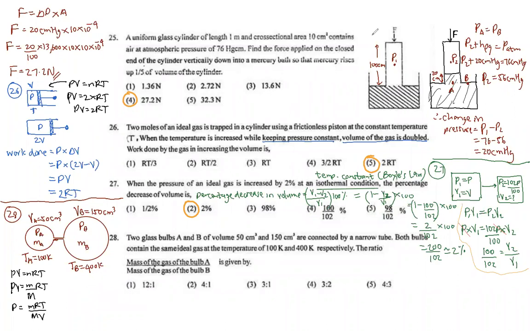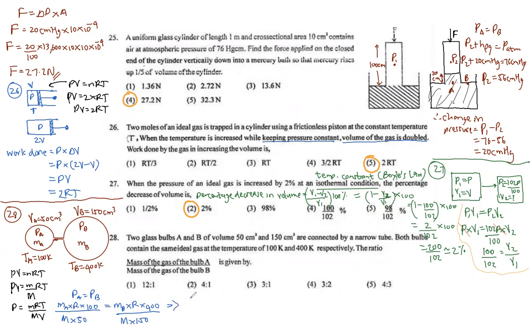Since the bulbs are connected by a narrow tube, we know pressure in A is equal to pressure in B. So pressure in A is equal to mass of A into R into T, temperature is 100, over molar mass capital M and the volume is 50. I can just substitute the values as it is, because on either side we are substituting the same unit. Here, mass of B into R into 400 over capital M molar mass into 150.